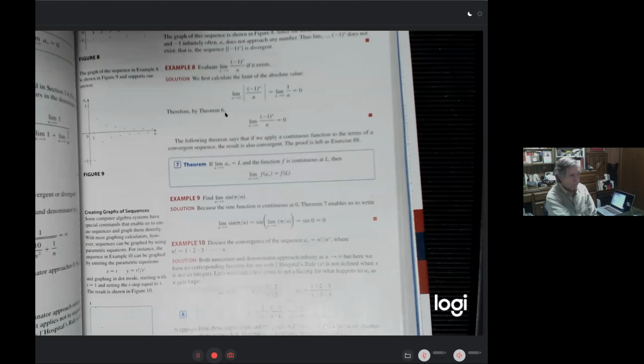And that was a couple of pages back. So this example is an example of the idea that if you remove all the minuses and see what happens to what we call the absolute value sequence, if it converges to 0, then the original one does. That only works for 0.